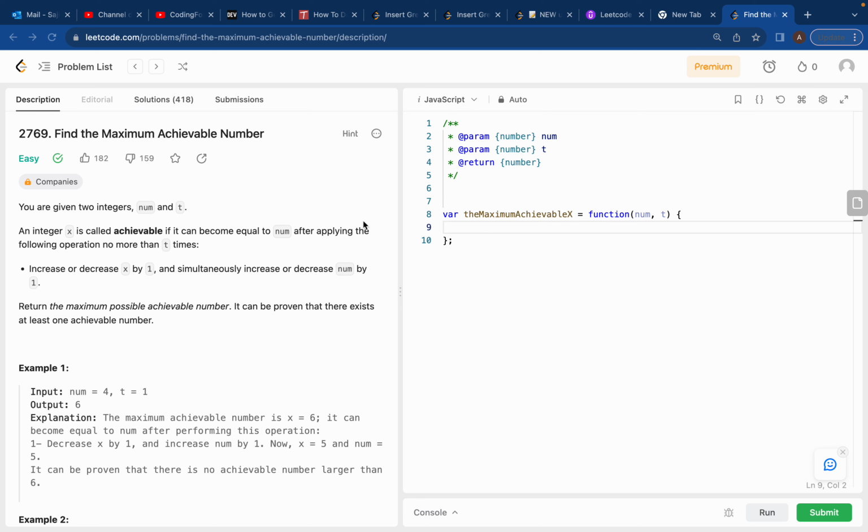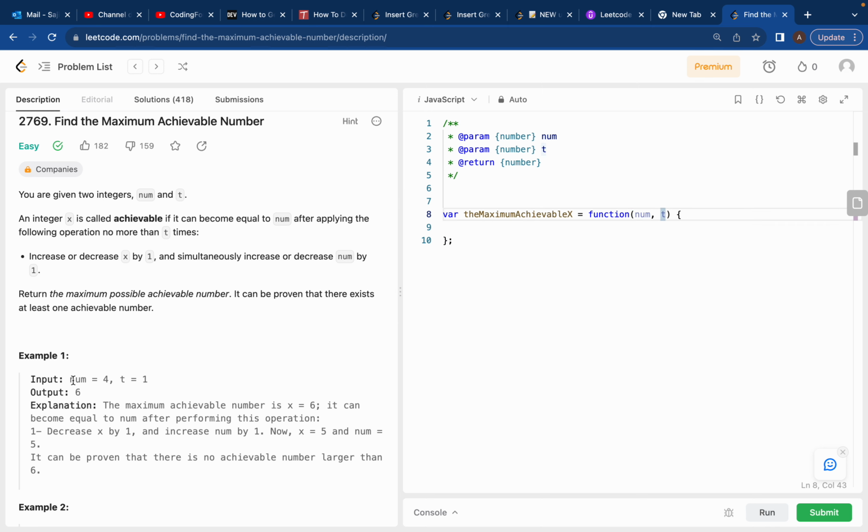So in this problem, we'll solve Leetcode problem 2769. The problem is to find the maximum achievable number. You can see they have given us a function which will always take two numbers, num and t. So they have given us num 4 and t 1 here. The thing is we have to find a number called x, which is the output you have to guess.